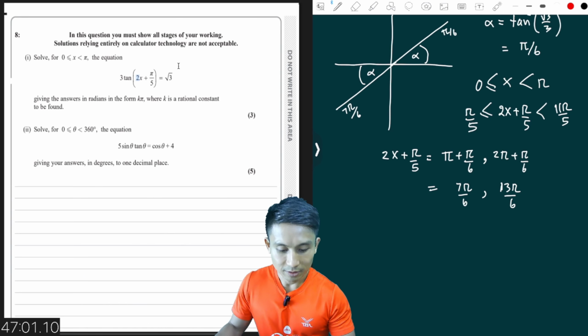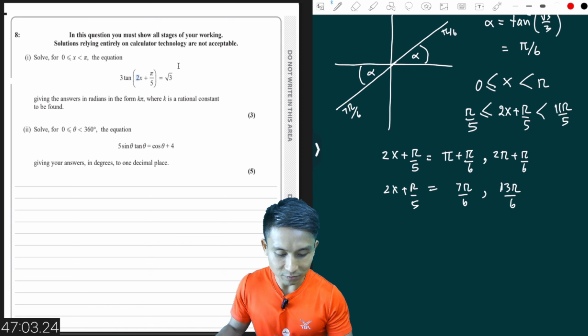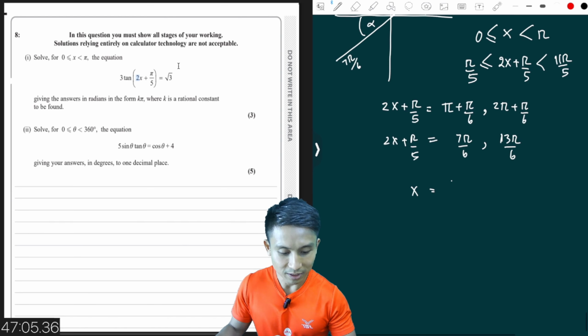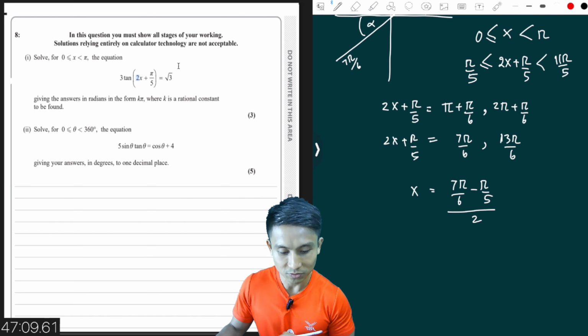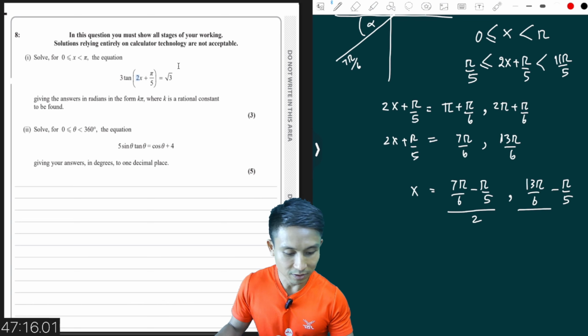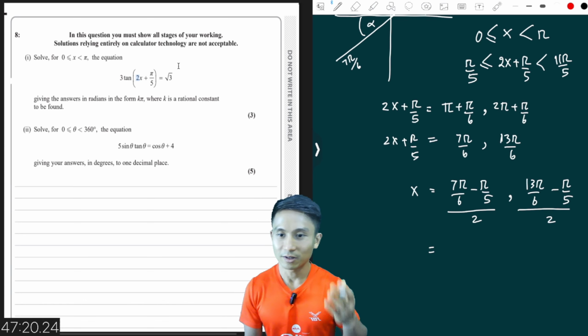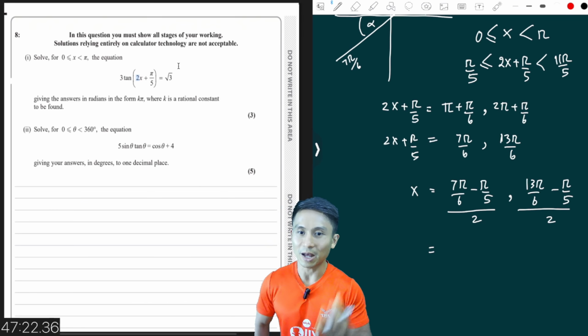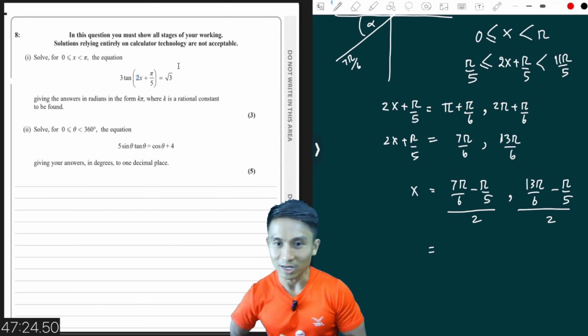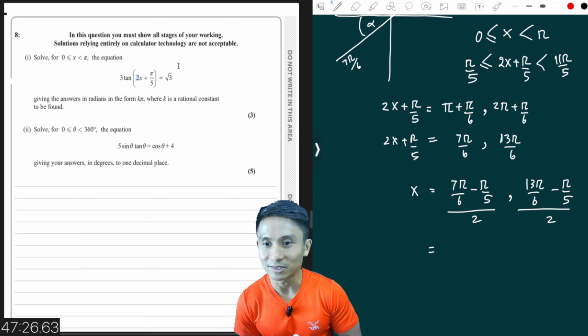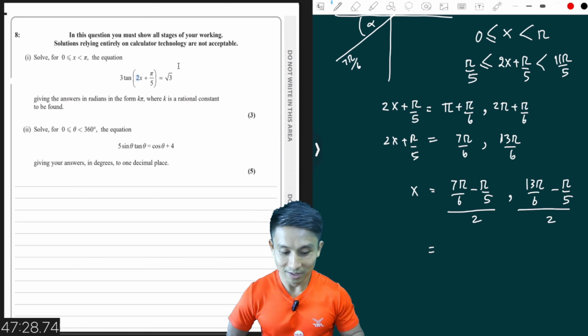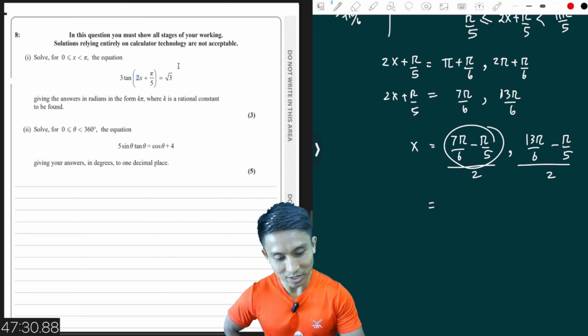So that's still 2x plus pi over 5. That means x is just 7 pi over 6 minus pi over 5, divided by 2, for the first one. And the second one, 13 pi over 6 minus pi over 5, also divided by 2. And then we solve. We want the answer in terms of pi, so we're probably not going to put it in a calculator, because that's going to give you a decimal. So we're just going to do it manually.